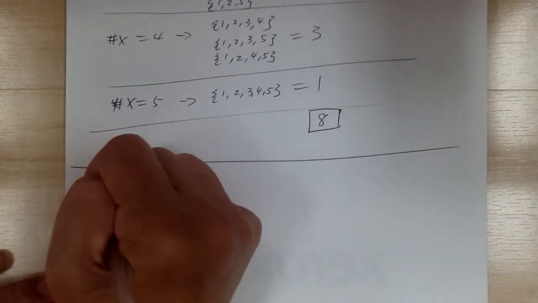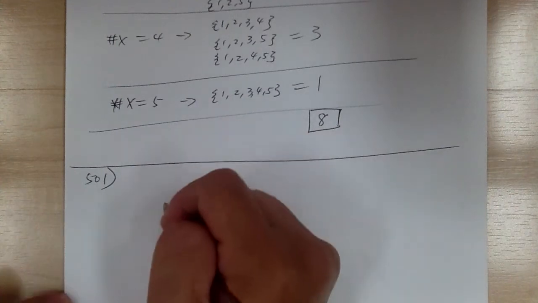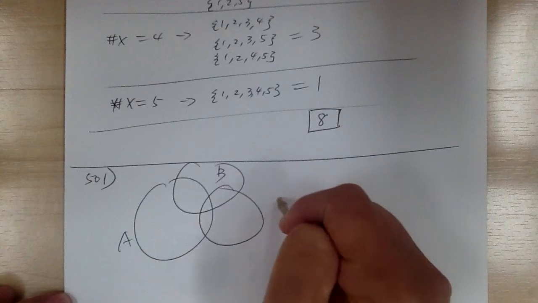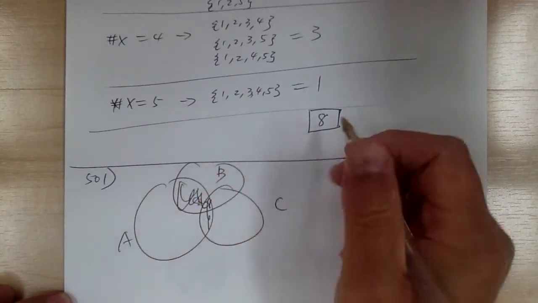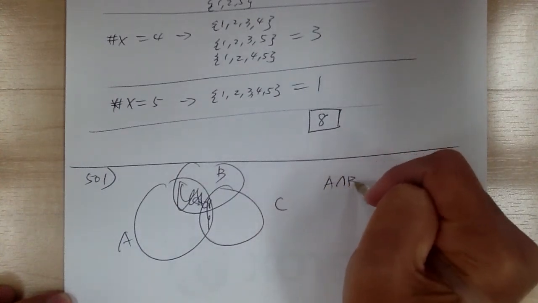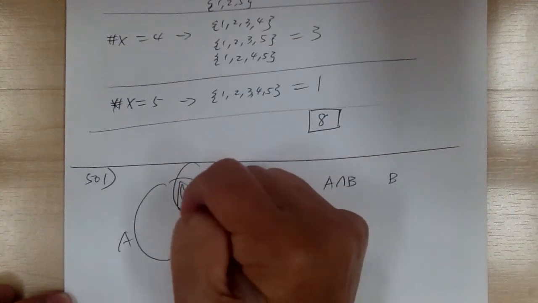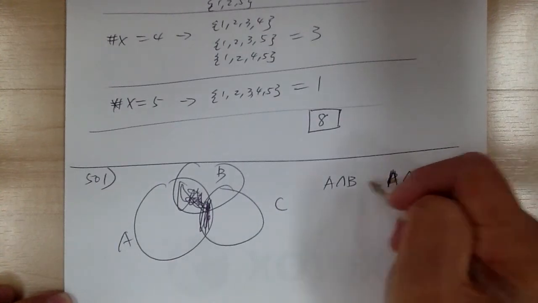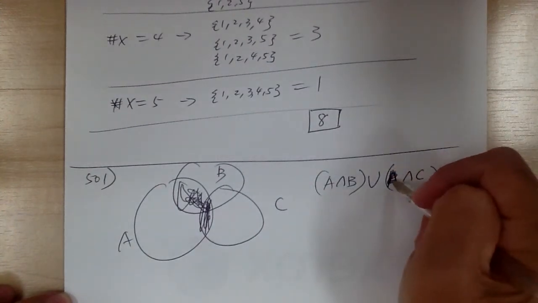Okay, let's go to 501. Use set notation to describe the Venn diagram below. So this is A, B, and C. This part over here is A intersect B. Over here is A intersect C. And so when you combine both, that's a union. And so that's your answer.